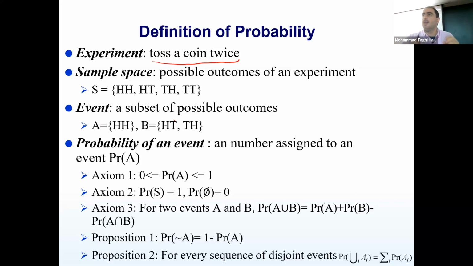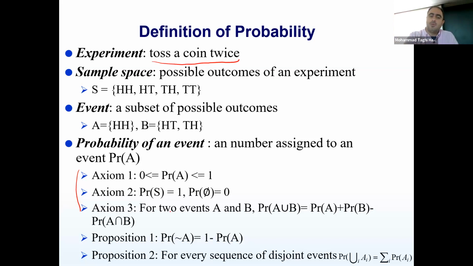Probability of an event is a number which is assigned to an event. This is just some number, essentially, as long as it satisfies these three axioms. The first axiom: probability of A is between 0 and 1. All probabilities should be between 0 and 1. Probability of S, the sample space, should be 1. Probability of the empty set should be 0. That means that if you consider the whole sample space, one of these events should happen, so the probability should be 1.